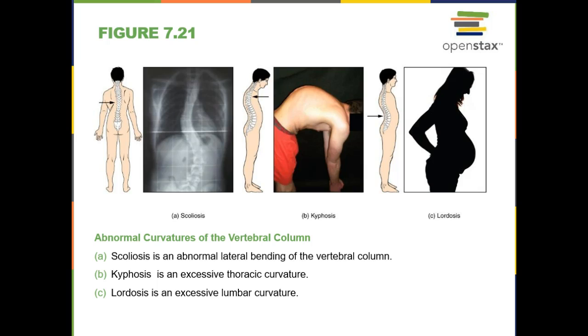Moving right along, then we have down here three abnormal curvatures of the vertebral column. You just want to be able to match the curvature to the description. Your vertebral column is supposed to go straight up and down when you look at it from the back. If it deviates to the left or the right, any lateral bending, that is scoliosis. You are supposed to have a curvature in your thoracic spine, but if it is exaggerated, then that's called kyphosis. And then if your lumbar curvature is exaggerated, that's called lordosis.